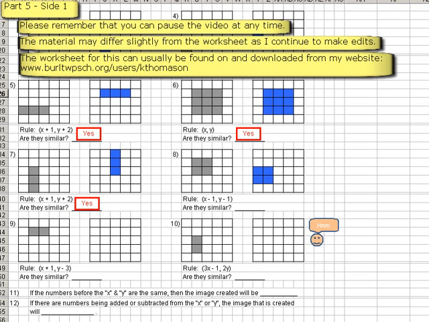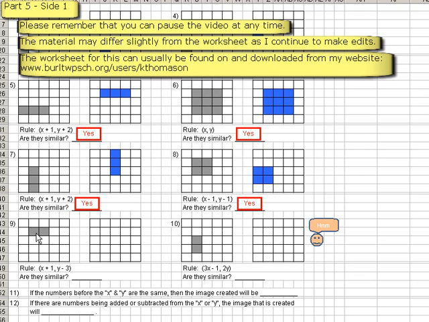Now it's asking us, are they similar? The answer is yes, because the number before the x and the y are the same, therefore the new shape is similar. In fact, it's congruent because the number before the x and the y happens to be 1. Again, keep in mind, when you move a shape, it has nothing to do with similarity. That's just moving it.